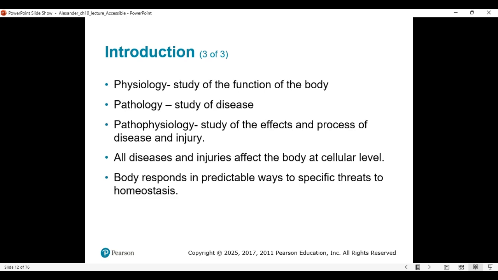They want you to know the definition of these terms. Physiology is the study of the function of the body. Pathology is the study of disease. And pathophysiology is the study of the effects and processes of disease and injury. Just note that all diseases and injuries will affect the body at the cellular level, and the body will respond in a predictable way to specific threats to that homeostasis.